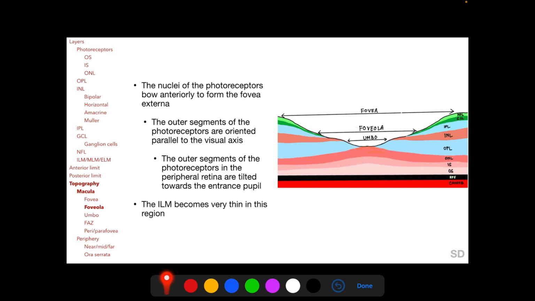In the foveola, the cell bodies of the photoreceptors in the outer nuclear layer bow anteriorly, and this is called the fovea externa. The outer segments of the photoreceptors in the foveola are oriented parallel to the visual axis, but the outer segments of photoreceptors in the peripheral retina are tilted towards the entrance pupil. The internal limiting membrane becomes very thin in the foveola.